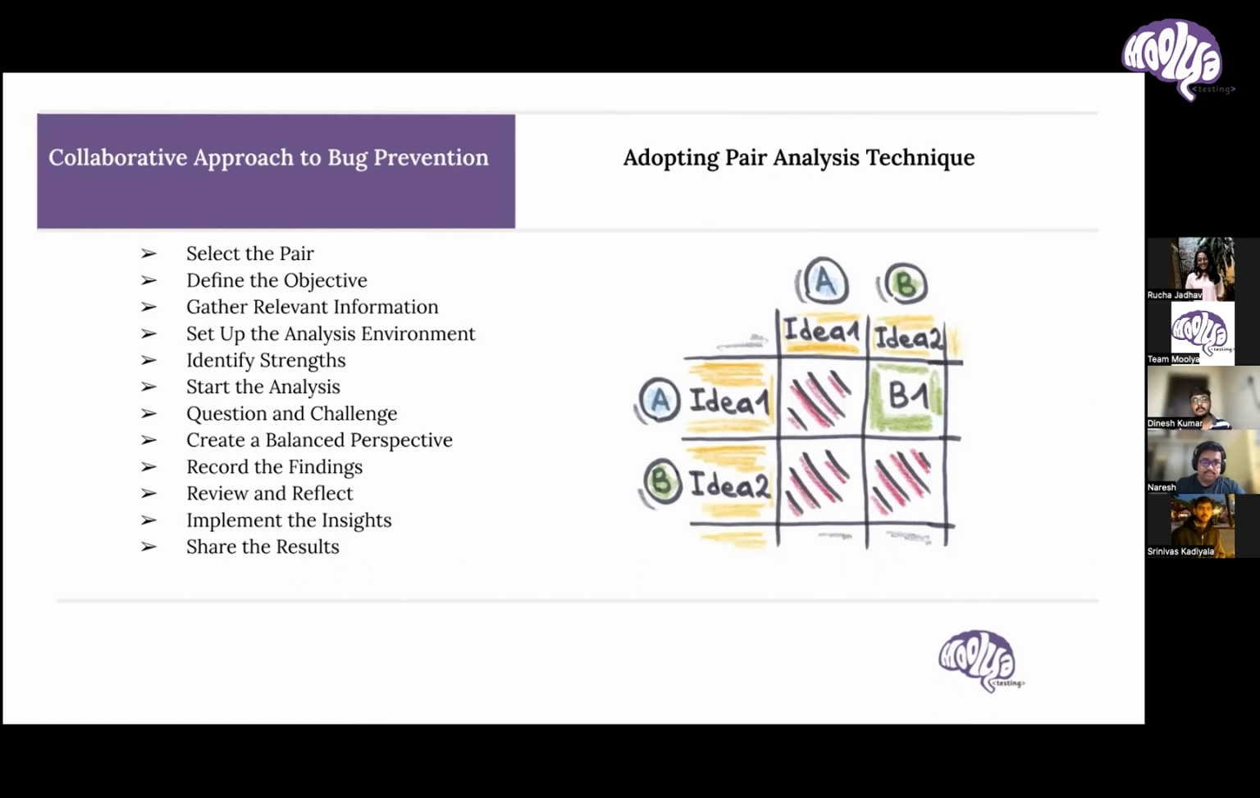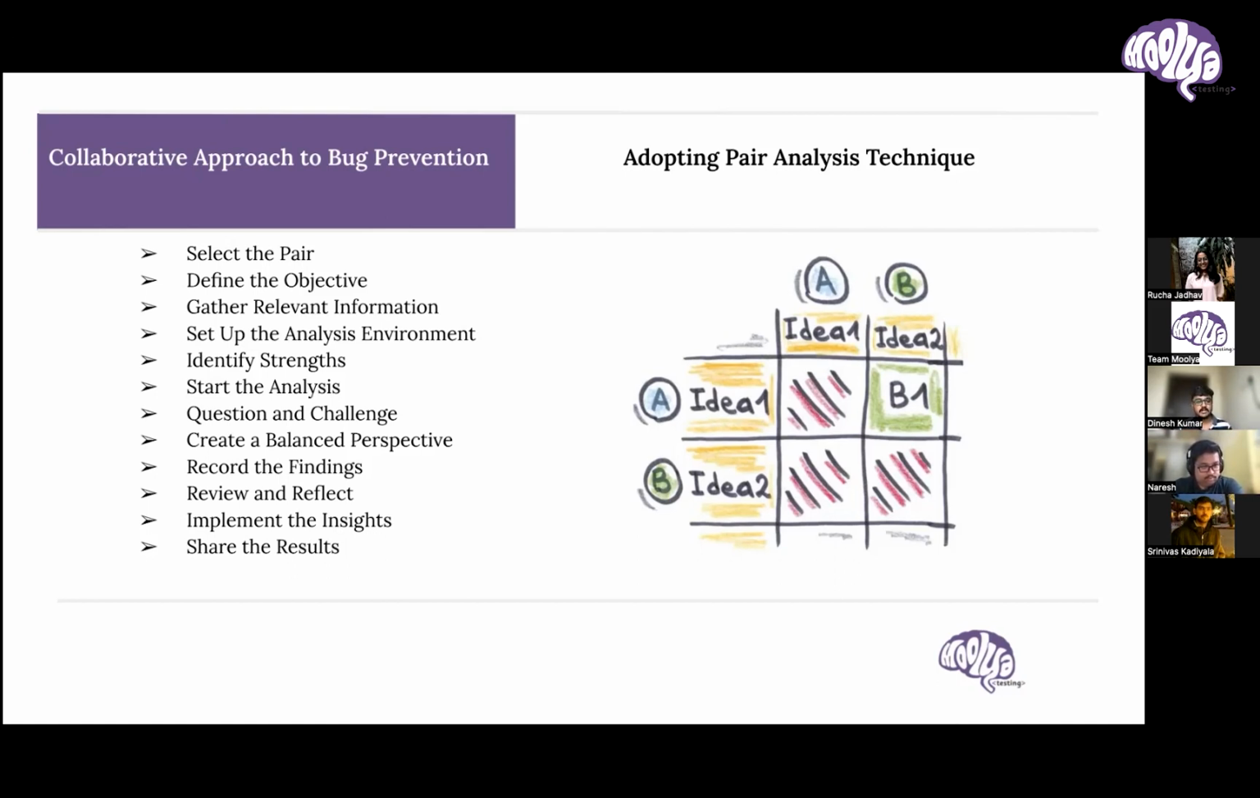Of course, when you're picking the person for your pair analysis technique, identify the strengths. Acknowledge and understand the strengths and expertise of each individual in the pair. Assign specific responsibilities based on these strengths to make the most of the collaboration, which we've already discussed in the previous slides. Then you start with the analysis. Encourage open communication, active listening, and exchange of ideas between the participants in the pair analysis technique. And then the important thing is question and challenge.